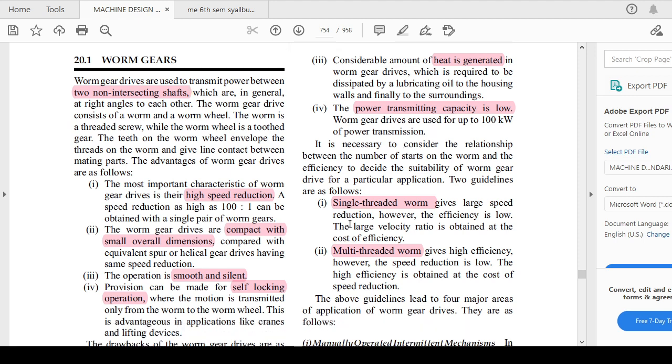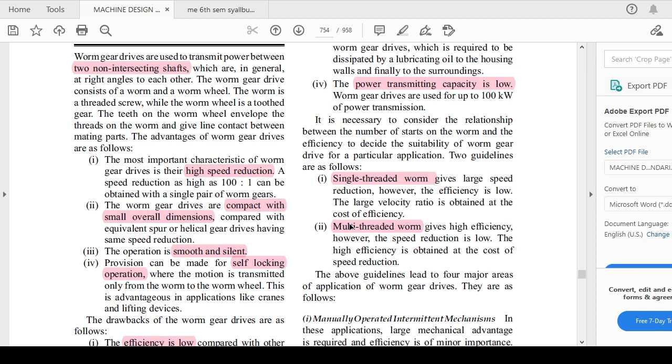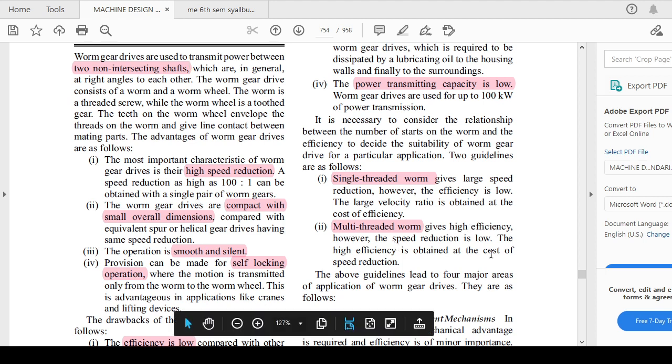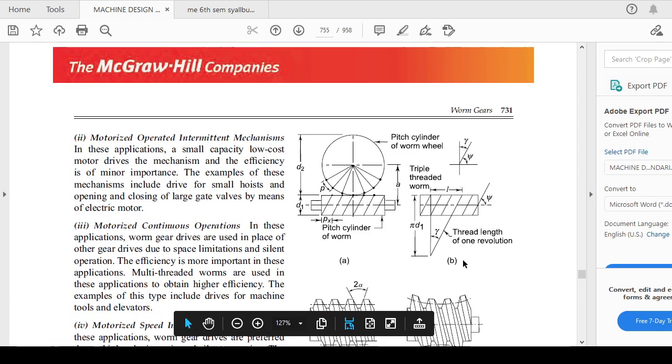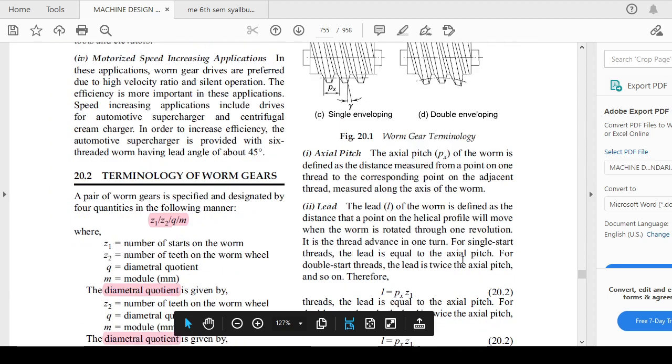There are a few different types of worms which you can utilize for better use of this drive. Single threaded worms will give you large speed reduction, however the efficiency is low, while multi-threaded worms will give you high efficiency but the speed reduction is low. So as per your convenience you can select or optimize the utilization of the worms. There are various other utilizations of worms as well, you can go through them.